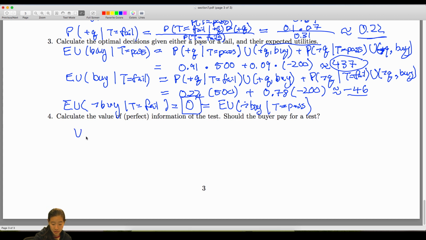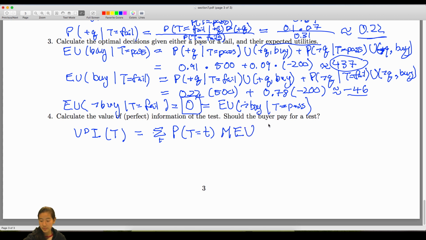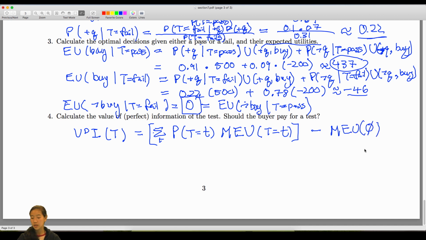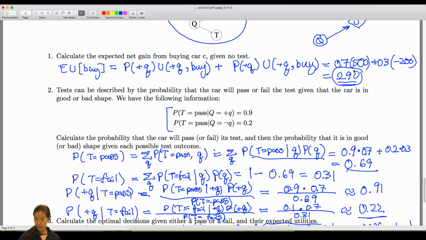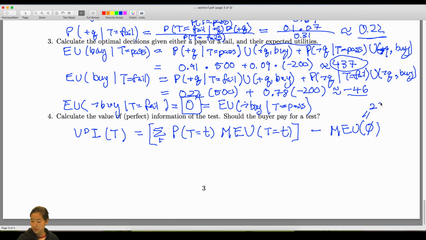The equation for the value of perfect information, given the test, so we want to know what happens if we see the test, is the sum over all the results of the test of the probability of the test showing a certain result, multiplied by the maximum expected utility, which we calculated above, of that test showing that result. And from this whole thing, we're going to subtract the maximum expected utility of if we didn't know anything, which is what we calculated in the first part. So this is just going to equal what we saw before, this value, 290. So we can just write this in to remind ourselves. This is 290. We want to see if this part is a lot better than that one.